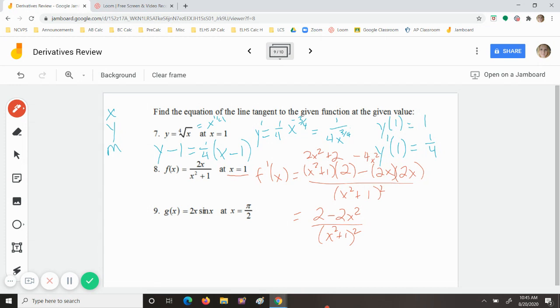So let's try to find our different values. We need f of 1 to get the y coordinate. If we plug that in, we have 2 times 1, which is 2, over 1 squared plus 1, which is 2. 2 over 2 is 1.